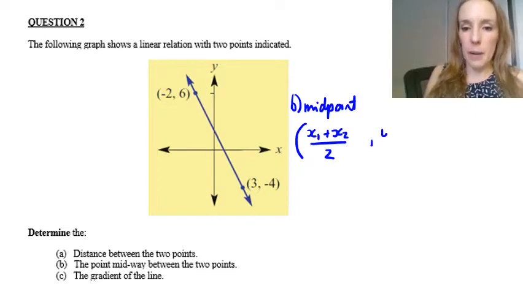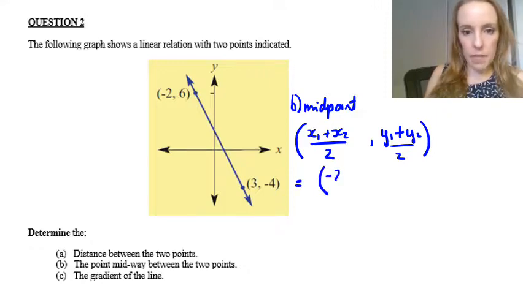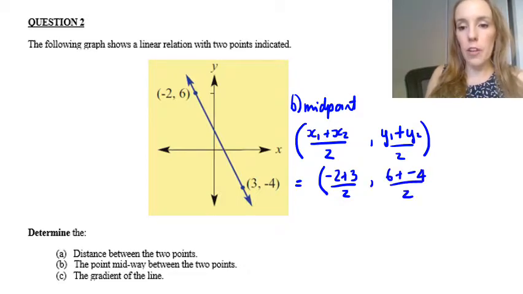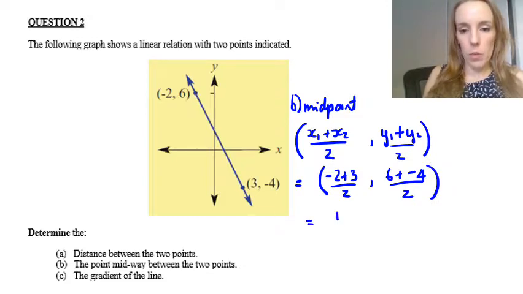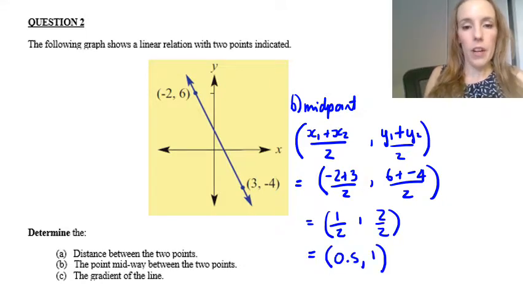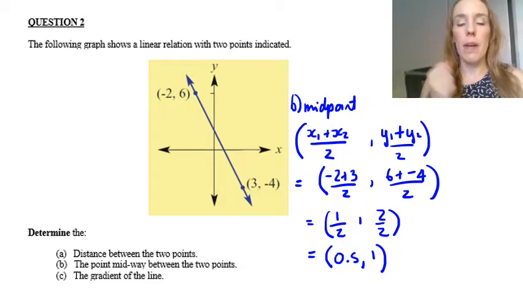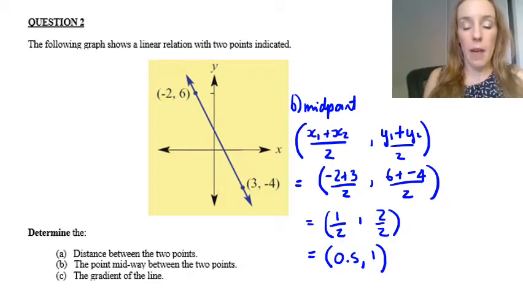And for y, we're going to do the same. We're going to calculate the mean of the y values to find that midpoint there. So that's -2 plus 3 divided by 2 will give us our x, and our y will be 6 plus -4 divided by 2. So we've got 1 over 2 and 2 over 2, and therefore our midpoint will be (0.5, 1). So that would be our midpoint of our line. So that would be our x and our y coordinates. So your answer would be, the midpoint is (0.5, 1). So that would be our coordinates there.